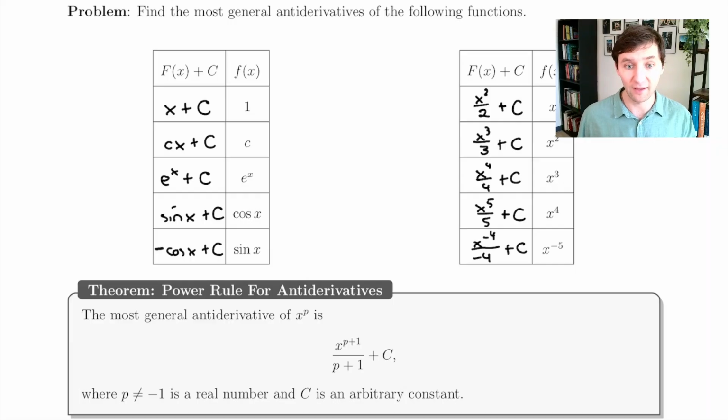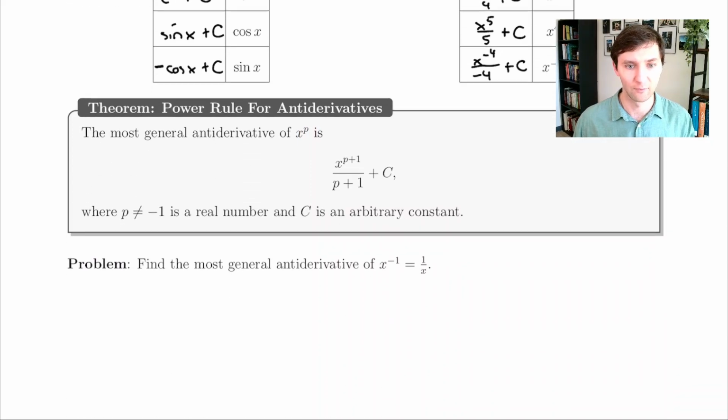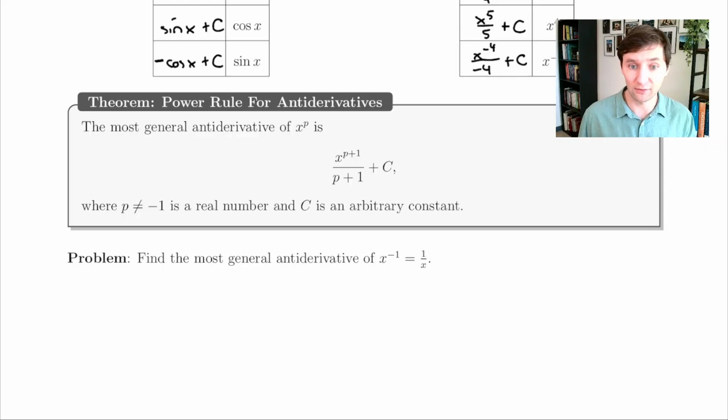What is the antiderivative of x to the power negative 1 then? What is the most general antiderivative of x to the power negative 1, which is the same thing as 1 over x? You're probably thinking it's natural log of x, because the derivative of natural log of x is 1 over x. And you're almost correct.